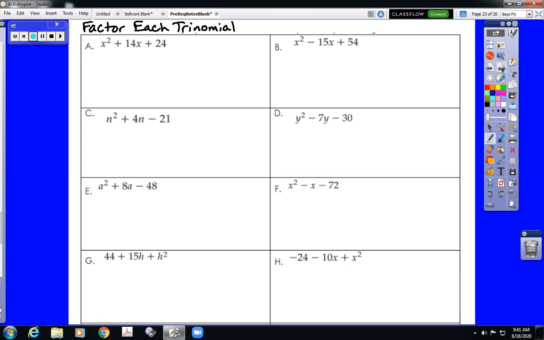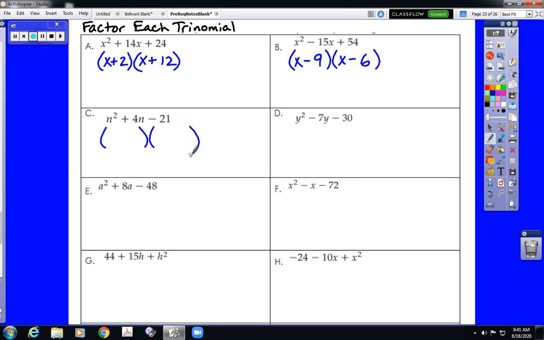So then in class we went through some examples, and again I'm going to go through these relatively quickly. Again, we're looking for two numbers that multiply to positive 24 and add to 14. That would be 2 and 12. In B, we're looking for two numbers that multiply to 54 and add to negative 15. That would be negative 9 and negative 6 are the numbers that multiply to 54 and add to negative 15.